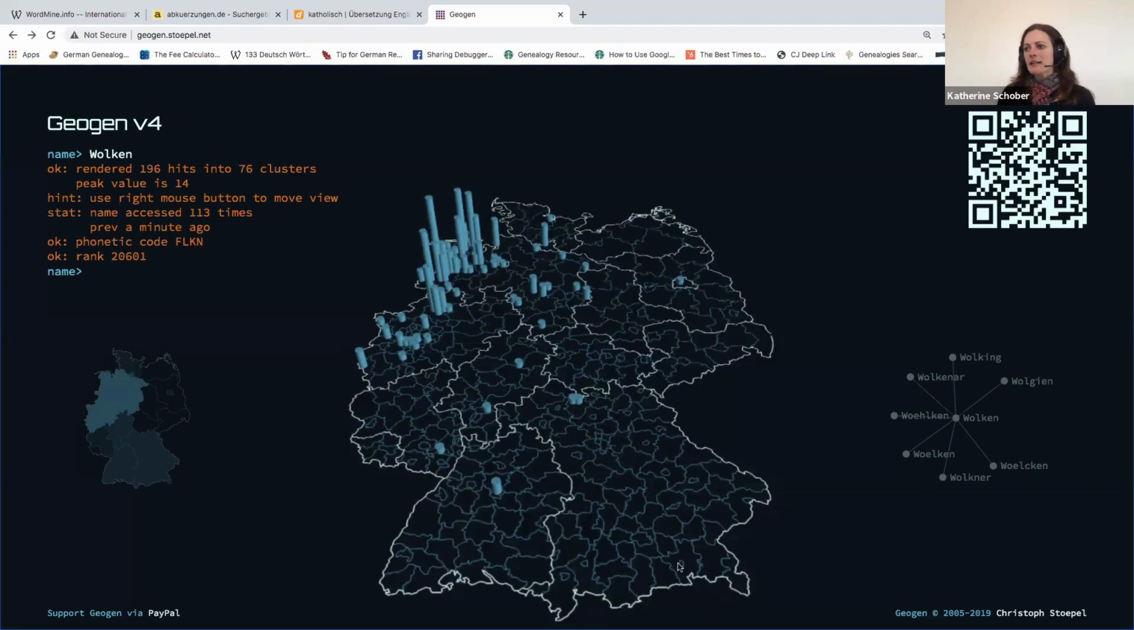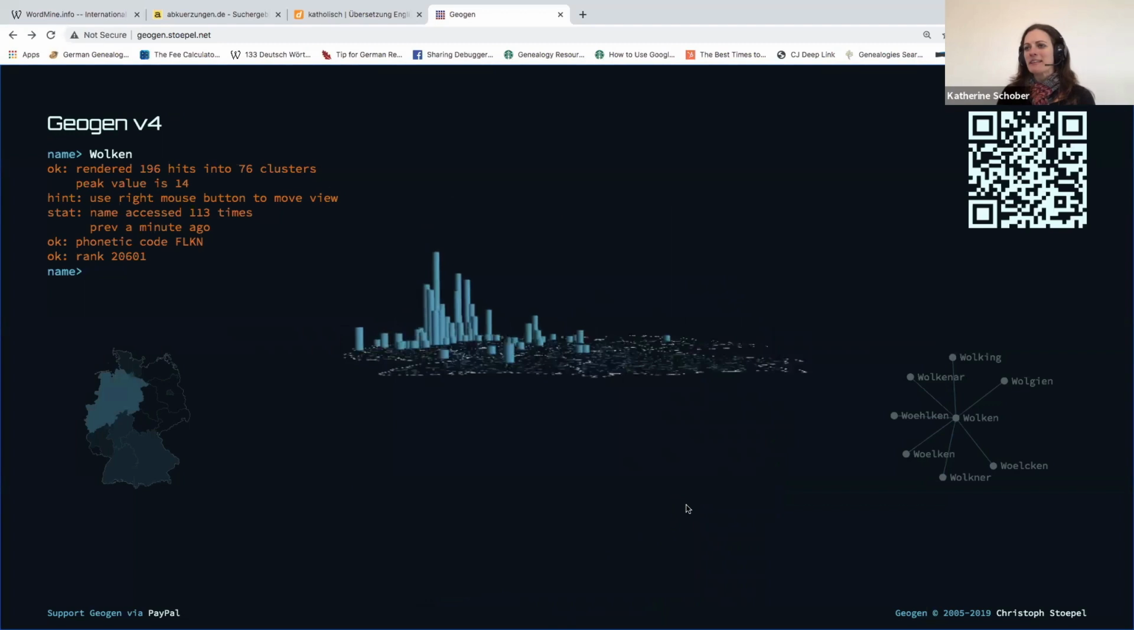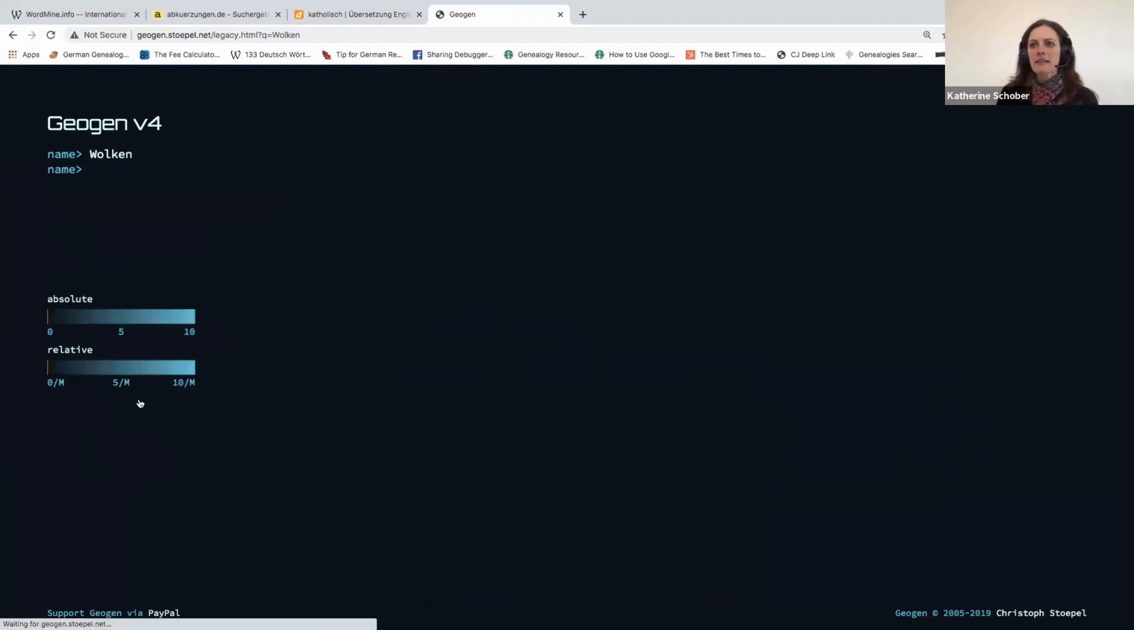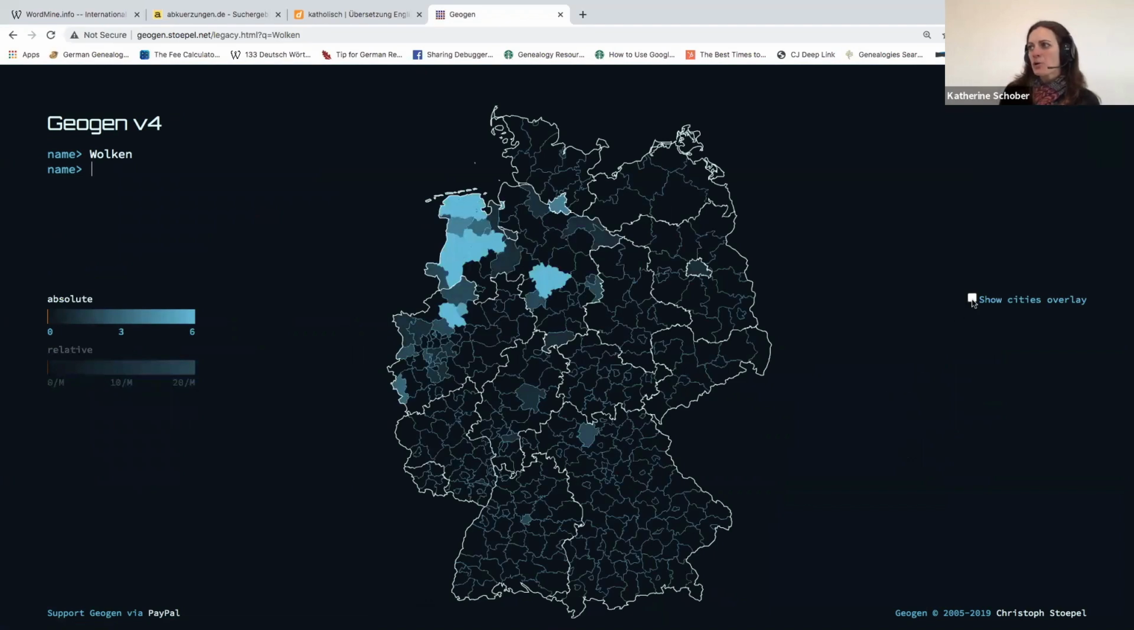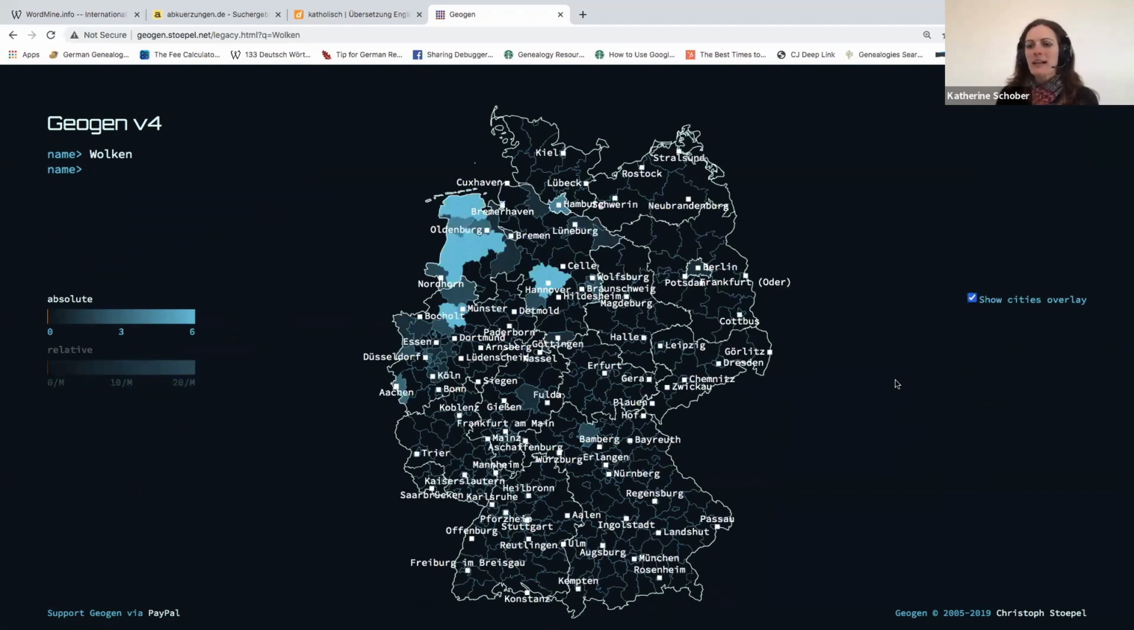You can also click on the map, make it go like this to see a different view of the graph. And you can also click on this little graph over here and then press Show Cities Overlay and it will show you the cities in Germany plus the density of that last name in relation to those cities. So this is just a great tool. It's very helpful when you're trying to figure out last names on a document and if they really do exist in Germany.